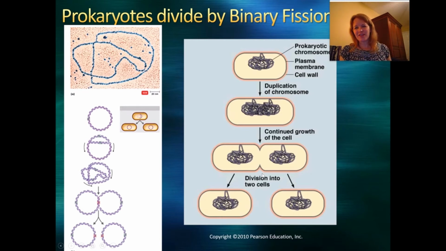Bacterial cells such as E. coli divide about every 20 minutes. That is their generation time. So just think of how quickly that DNA is being replicated and how quickly that cell is dividing. About 4 million base pairs of DNA is being replicated within 20 minutes in E. coli cells. So it happens very, very rapidly.